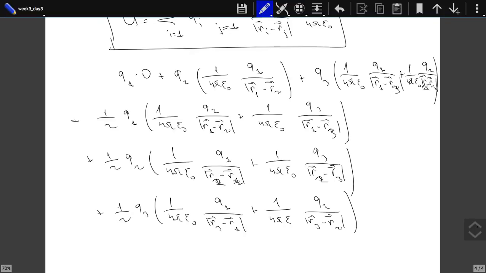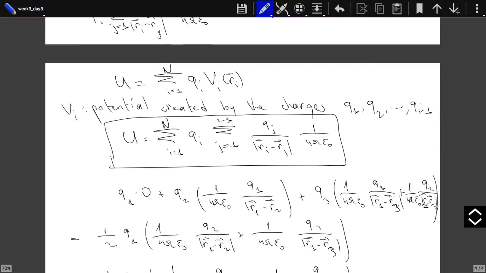But let's look at these terms one by one. Here I have Q1 times these two terms, but these are, okay, this is the potential created at the position of Q1, created by the charge Q2. This is the potential, contribution to the potential, at the position R1, created by the charge Q3. So these two terms are nothing but the potentials created at the position of Q1 by the other charges in my system.